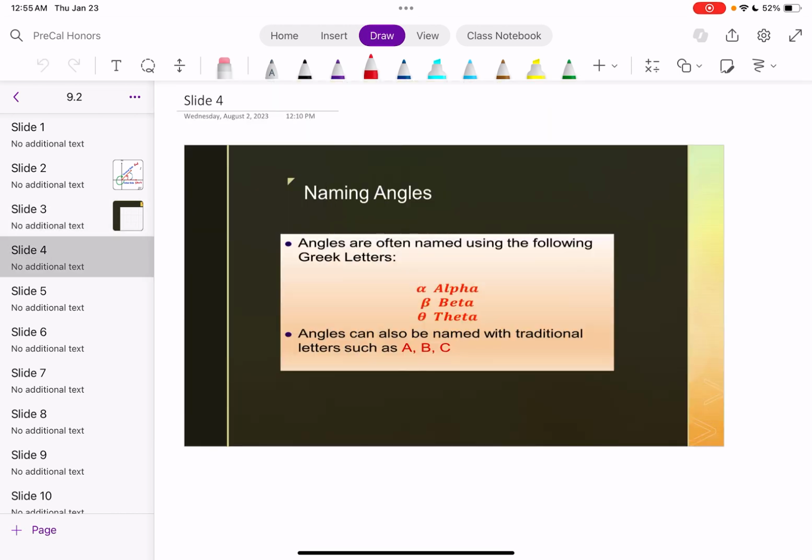In slide 4, we go into the naming of our different angles. So there are different ways of naming our angles. First would be using traditional letters from the English alphabet, A, B, and C. But you also have Greek letters that you could use, such as alpha, beta, and theta. Now, generally, in most cases, you are going to see the symbol for theta being used to describe an angle. The only time that you're going to see A, B, C, or alpha and beta being used is generally when you're referring to more than one angle at a specific time.